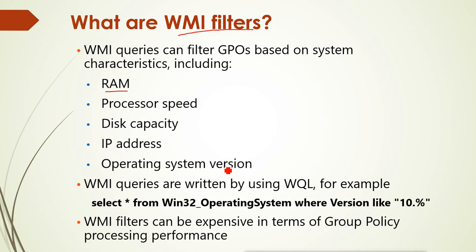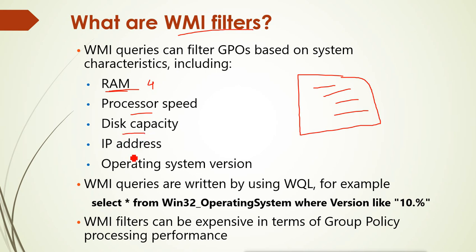So suppose we are applying the policy on an OU where we have multiple different computer accounts. This is basically for hardware, so we can define the filtering based on these hardware requirements. Like if the RAM is 4 GB, then only the policy must apply. If the processor speed is something, or disk capacity is available, or if the IP address is something, then only the policy should apply.